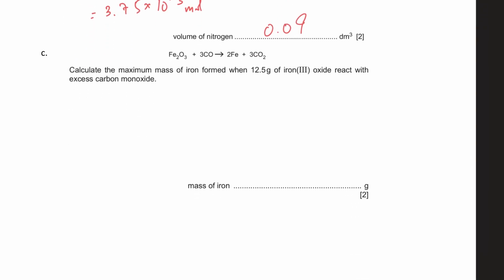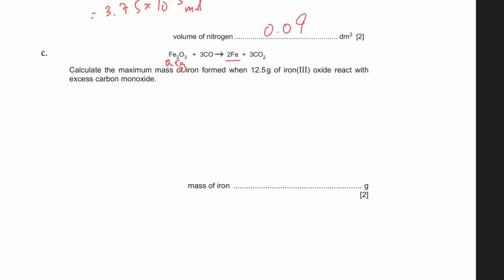Okay, this part is saying calculate the maximum mass of iron formed. So we are looking for maximum mass, which means it's the 100% yield of iron formed, which is the product here. When 12.5 grams, that's the mass given, of iron 3 oxide reacts with excess carbon monoxide. So carbon monoxide is in excess, we don't need to worry about it. But we do have mole ratio of iron oxide and iron.